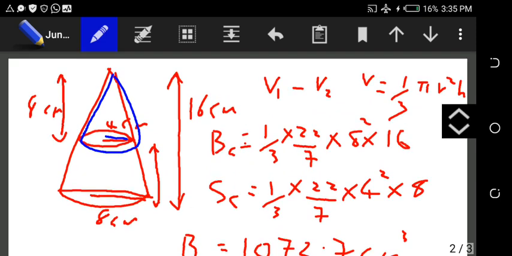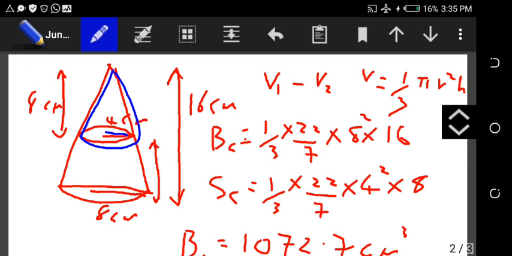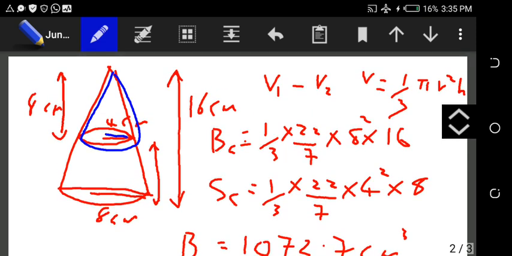the height of the bigger cone. They are all given, so we don't really have any problem. But in some cases, they are not given. So we are going to look in the next video at how we can derive that using the concept of similar triangles. So I'll be seeing you in the next video.